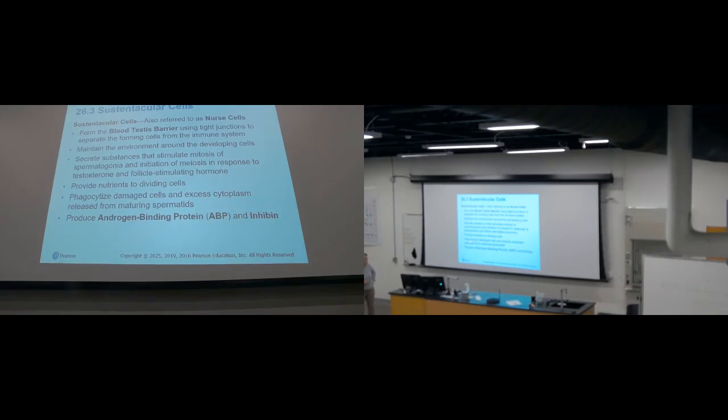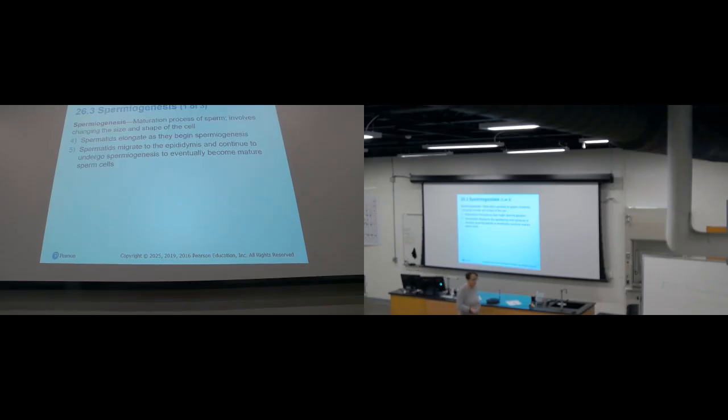And if there are some damaged cells, these sustentacular cells can phagocytose them. They also produce a protein called androgen binding protein that helps to bind testosterone. And they produce inhibin at the end of spermatogenesis. So spermatogenesis is the formation of sperm cells.